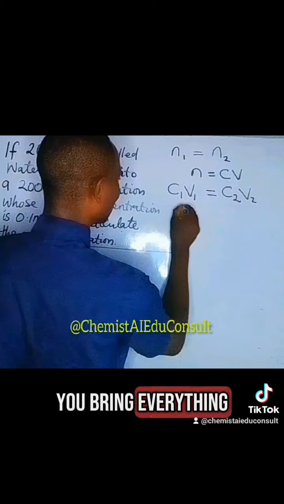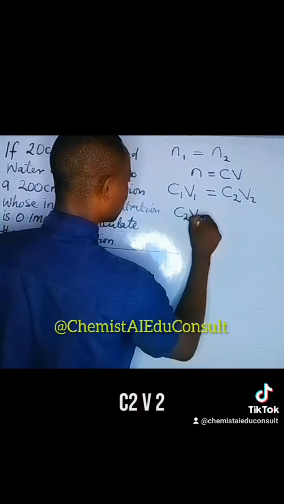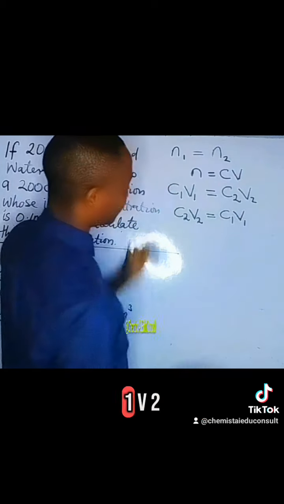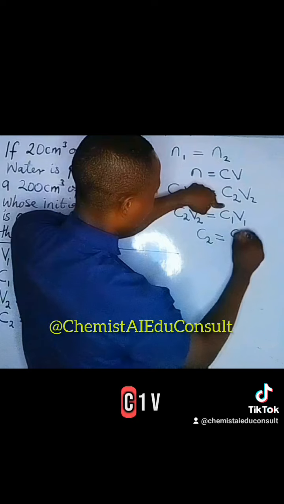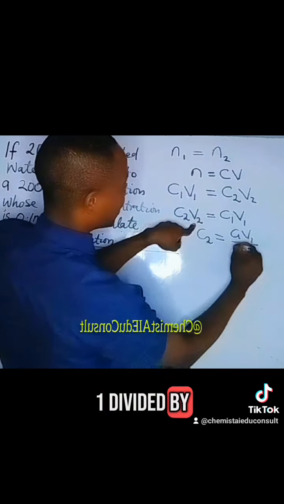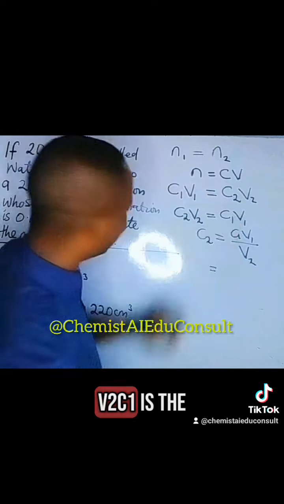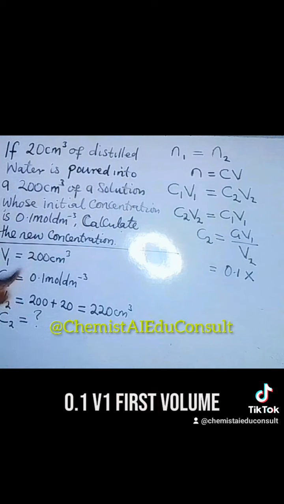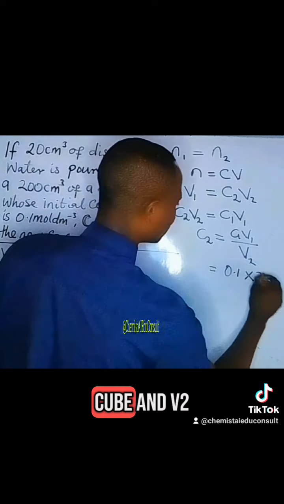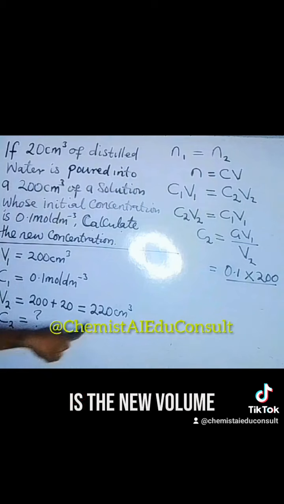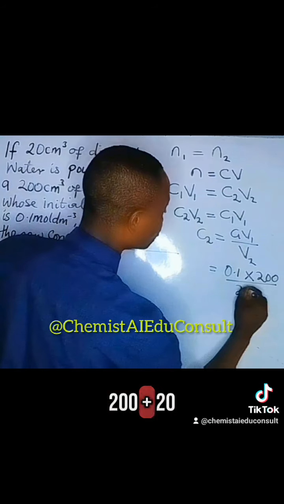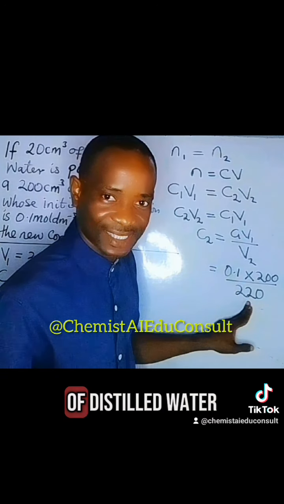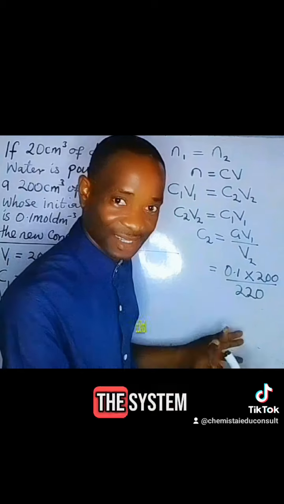you bring everything to the left. C2V2 equals C1V1. So C2 will give us C1V1 divided by V2. C1 is the first concentration, and that is 0.1. V1, the first volume, is 200 cm³. And V2 is the new volume, 200 plus 20, that is 220. Recall that 20 cm³ of distilled water was added to the system.